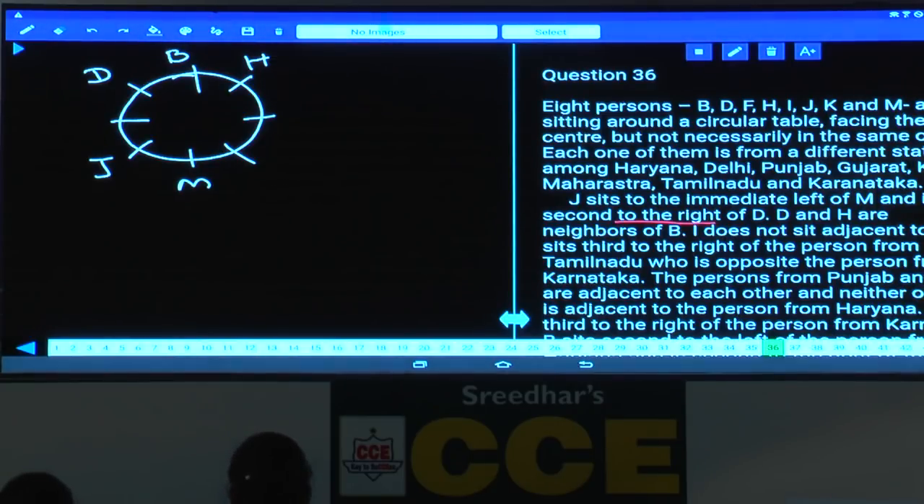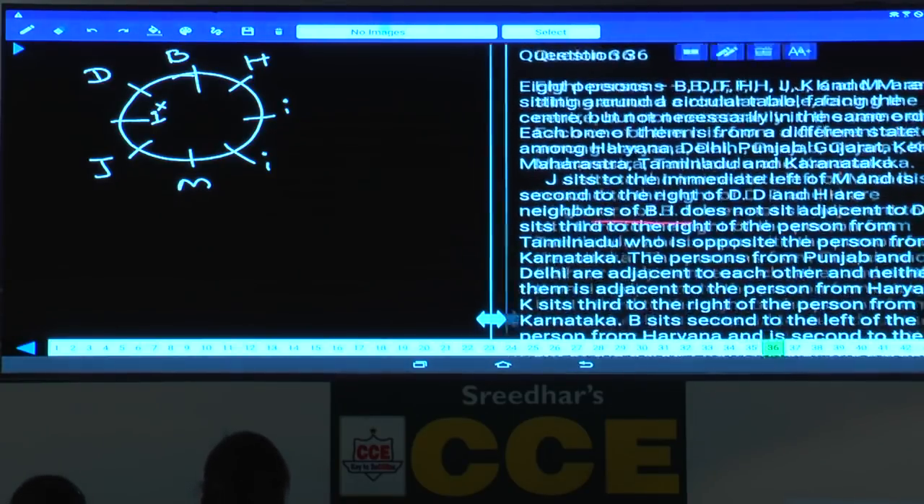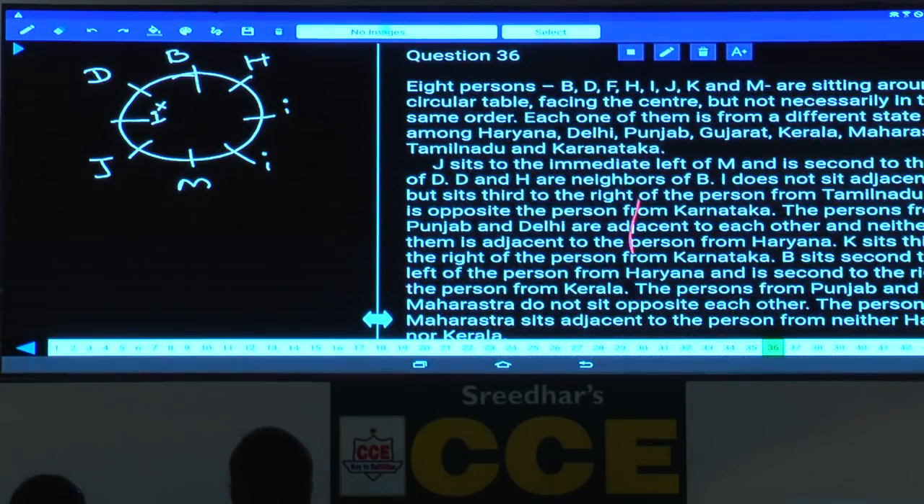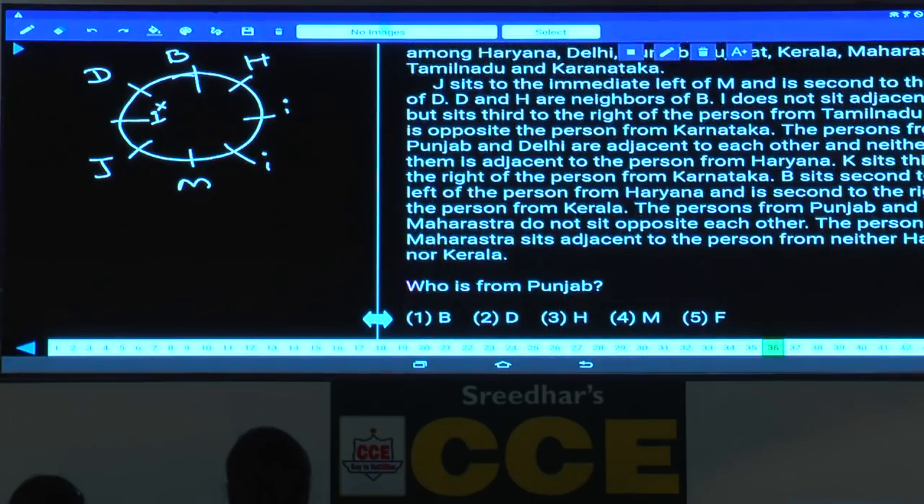I does not sit adjacent to D. Hence I cannot be at this place. As I cannot be at this place, I can be at this place or I can be at this place. How many possibilities are there to this I? There are 2 possibilities to this I. I does not sit adjacent to this D.